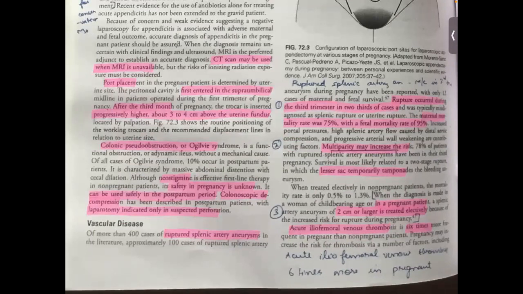Next, port placement. First entry is in the supraumbilical. Usually we do infraumbilical or umbilical port, but in pregnancy we should do supraumbilical. And before inserting the port, we should palpate for the fundus of the uterus. And when we palpate, the port should be put 3 to 4 centimeters above.